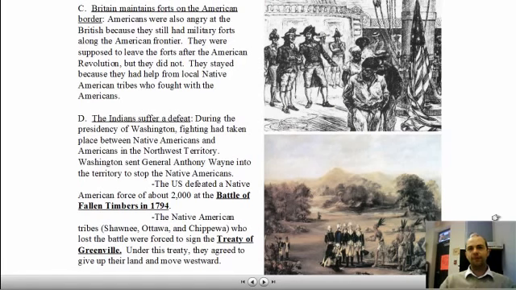During the presidency of Washington, fighting had taken place between Native Americans and Americans in the Northwest Territory. So Washington sent General Anthony Wayne into the territory to stop the Native Americans. At the Battle of Fallen Timbers, about 2,000 Native Americans were defeated, and then the Native American tribes of the Shawnee, Ottawa, and Chippewa, who lost the battle, were forced to sign the Treaty of Greenville. Under this treaty, they agreed to give up their land and move westward. So this internal struggle against the Native Americans was caused by an external force, by the British telling the Native Americans to attack us.